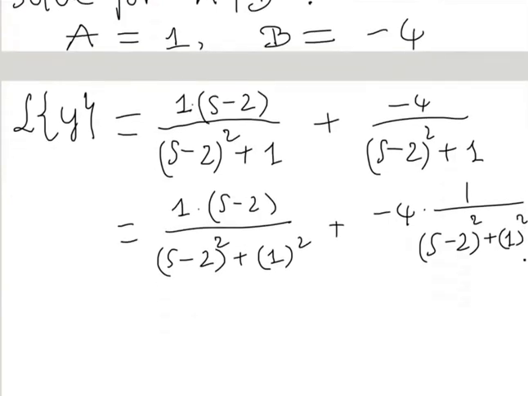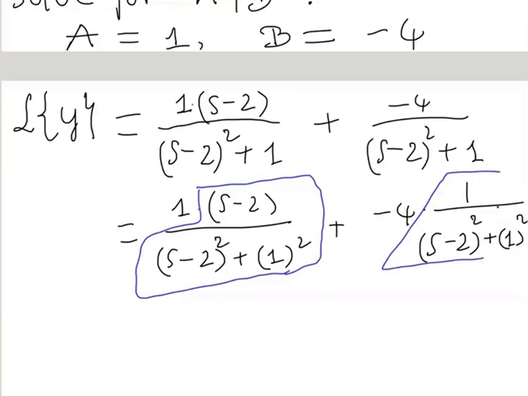By using the table of Laplace transforms, the first piece is s minus alpha divided by (s minus alpha) squared plus beta squared. The inverse Laplace transform gives us e to the alpha x cosine beta x. The second one here is of the form e to the alpha x sine of beta x, but beta here is 1.